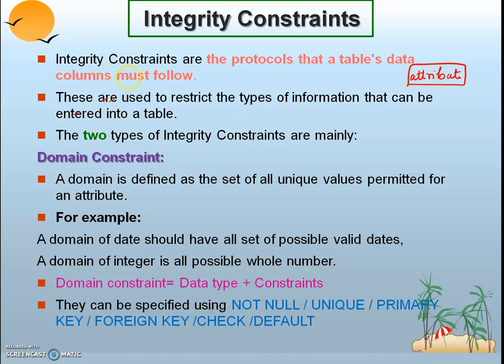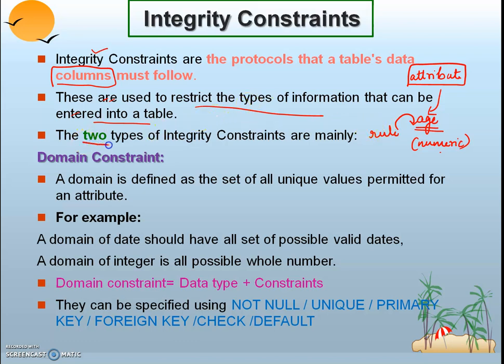So what is meant by integrity constraint? Integrity constraints are the protocols that a table's data columns must follow. So why should we go for an integrity constraint? These constraints are used to restrict the types of information that can be entered in the table. For example, when I speak about an attribute or column called age, what type of data can be entered in it? Only numerics or integers, isn't it? This is a rule that we are imposing on the column age. That is what integrity constraints are about.